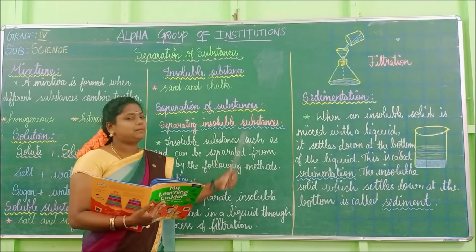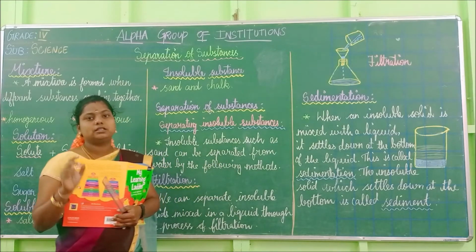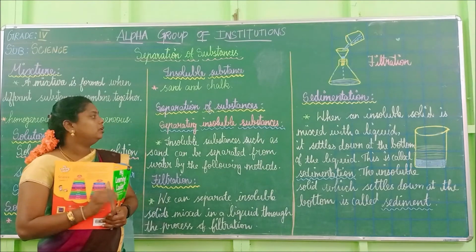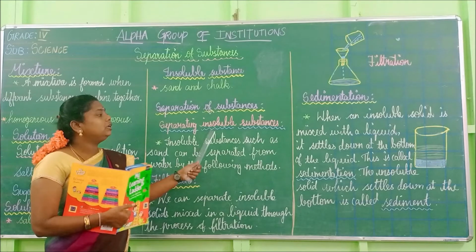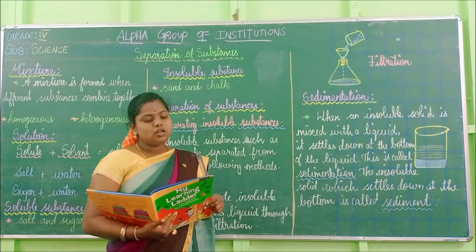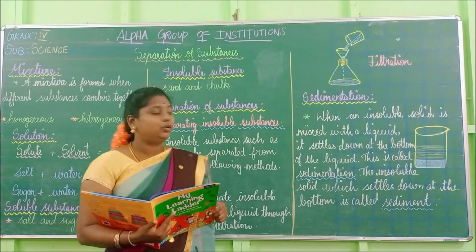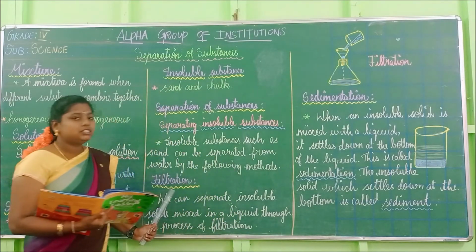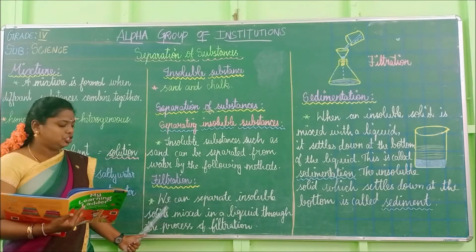Separating insoluble substances. We know that there are two types of substances, soluble and insoluble. So first we will see the methods for separating insoluble substances. Here, insoluble substances such as sand can be separated from water by the following methods. The first method is filtration.